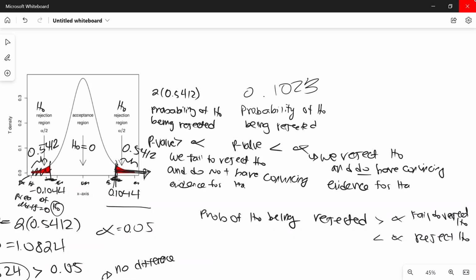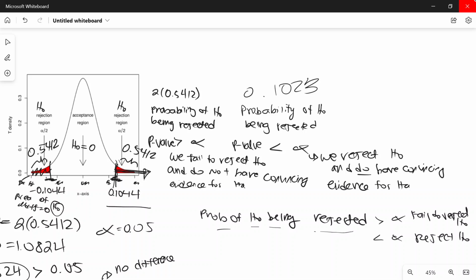What the heck? H0. So the probability of H0 being rejected. Is that what the p-value is? The probability of H0 being rejected is greater than alpha, then we fail to reject H0? That doesn't make sense. But if the probability of H0 being rejected is less than the significance level, then we do reject H0? That doesn't make sense. Maybe this is the part that doesn't make sense.